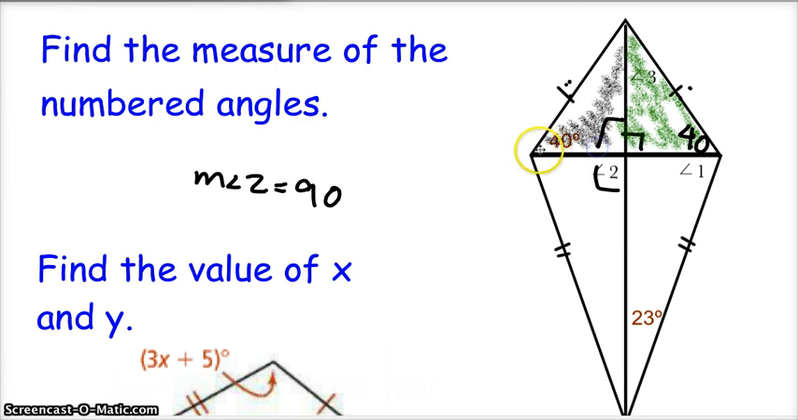That's 90. We know that in a triangle, the angles sum up to 180. So I have 40 plus 90, subtract it from 180, is going to give us the measure of angle 3 up here, which is 50. So if this is 50, then this is also 50.